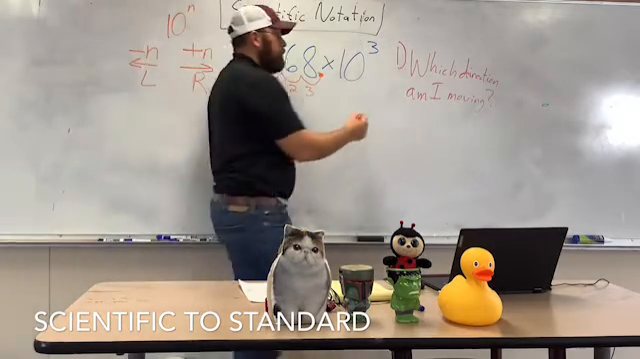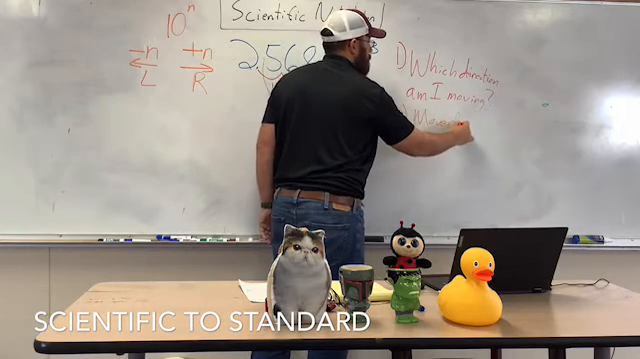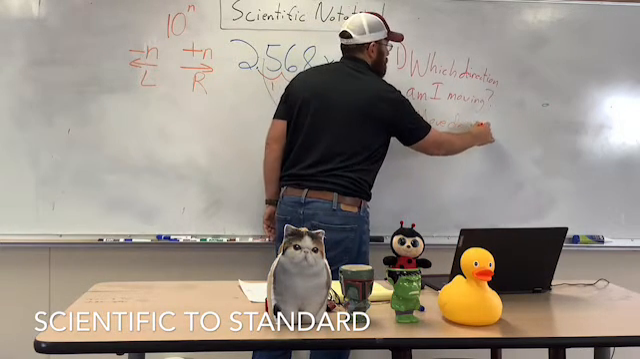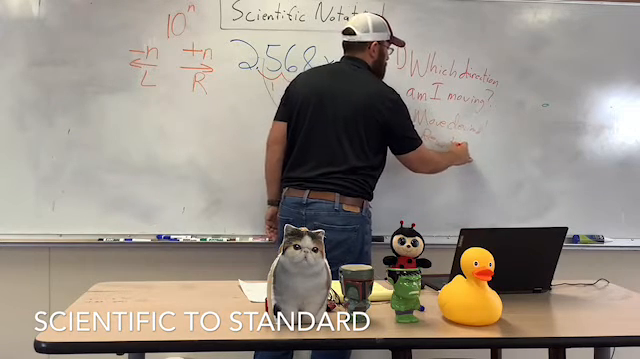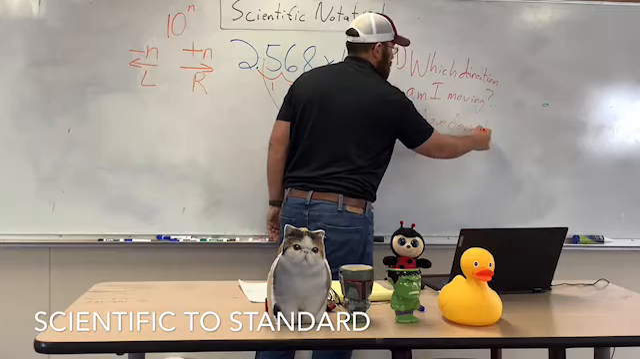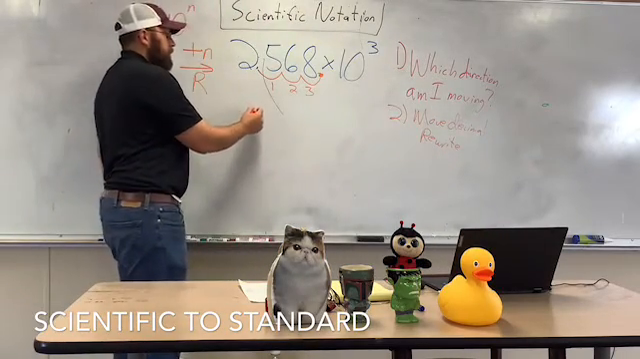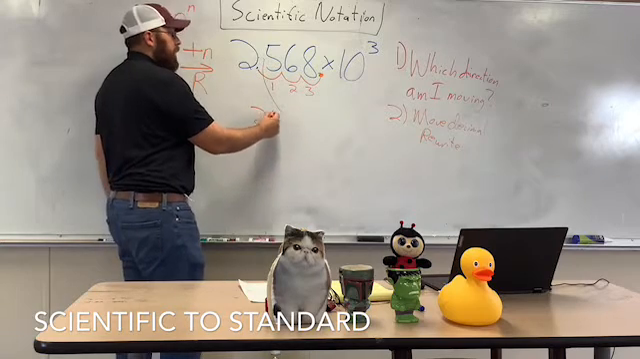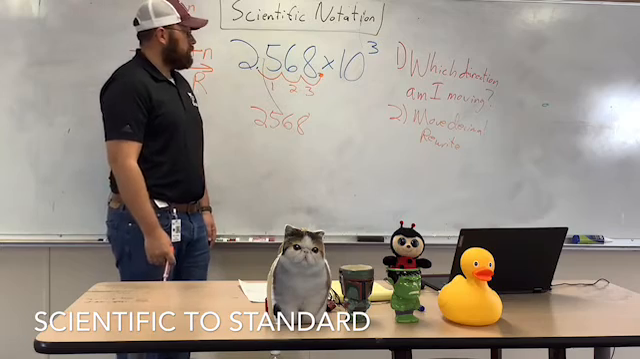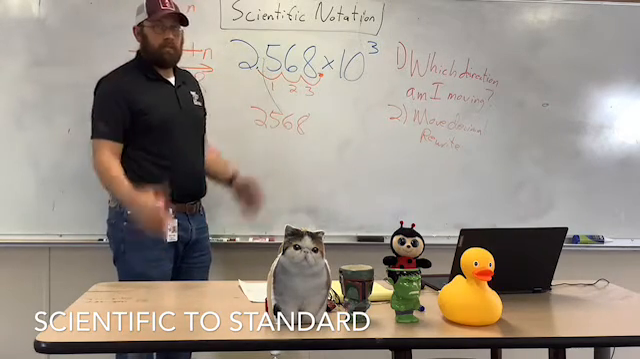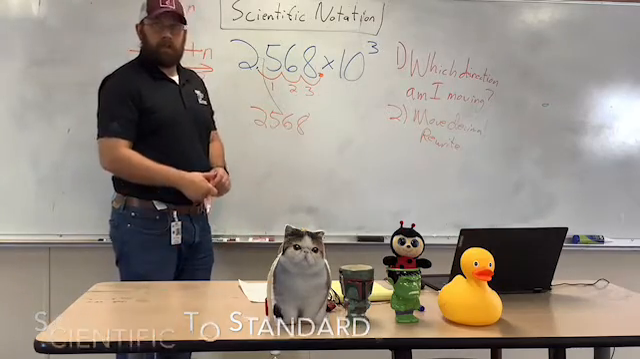So our step 2, move decimal and rewrite, which is the same step as the other one. So now I get 2,568. And that's it. That's your answer. This was pretty simple. All right, we're going to do some more now.